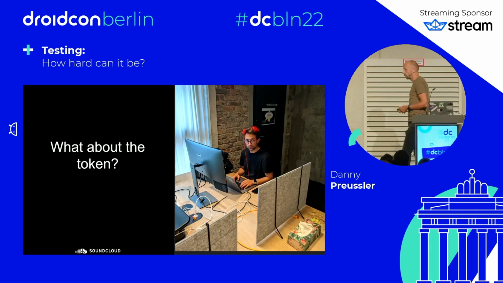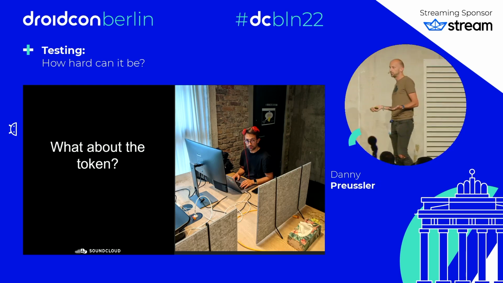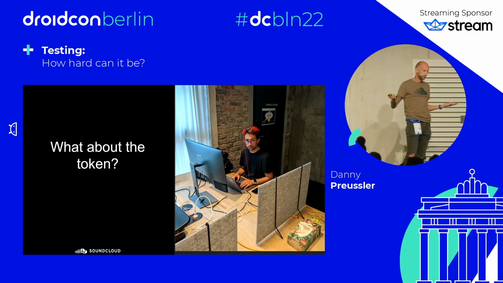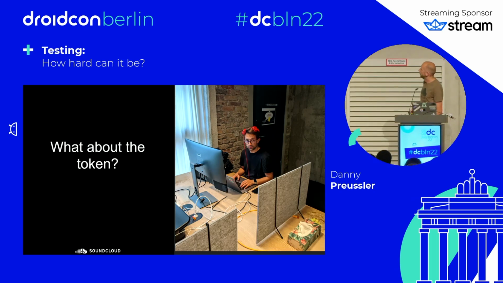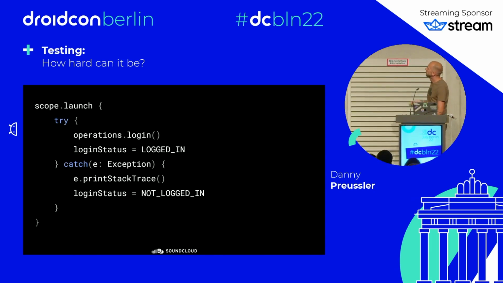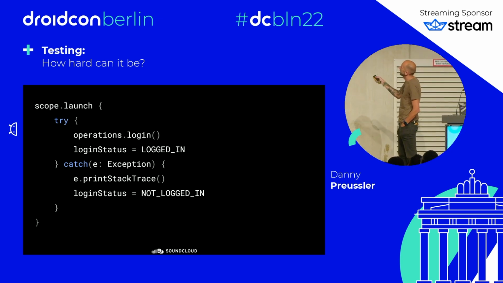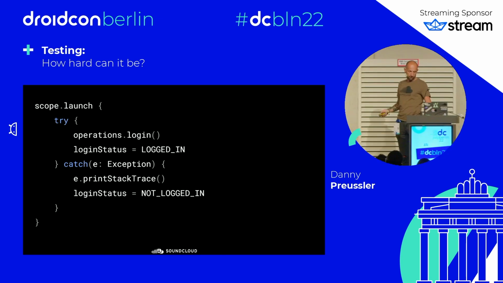So what about the token? Now I'm getting a token back from the backend, but I'm not doing anything with it. Remember, I called login, it says I'm logged in. We completely ignored the token. So let's implement it. This was the login method, remember? Just login. We don't do anything with the return value from this.